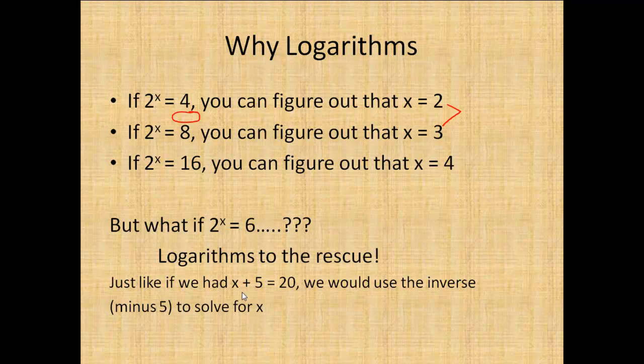So just like if we had x plus 5 is equal to 20, we would use the inverse, so we would subtract 5 from both sides in order to solve for x. That is what we would do in this situation. We would do a logarithm in order to figure out what our value of x is, because a logarithm is the inverse of an exponential.